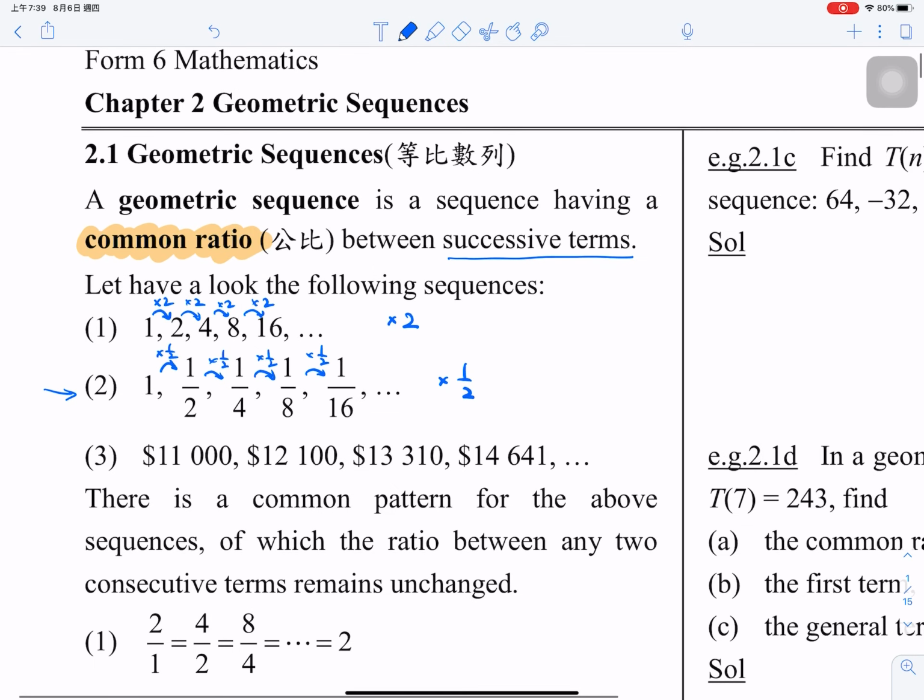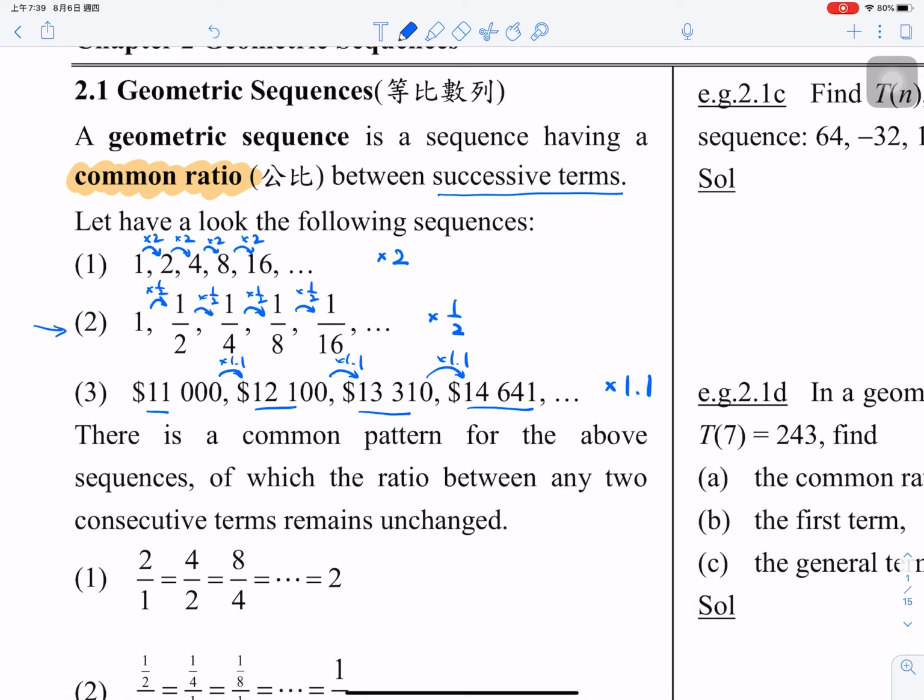How about the third one? 11,000, 12,100, 13,310, 14,641. Any idea? For each one you times 1.1, right? So times 1.1, and then you can get the next term.